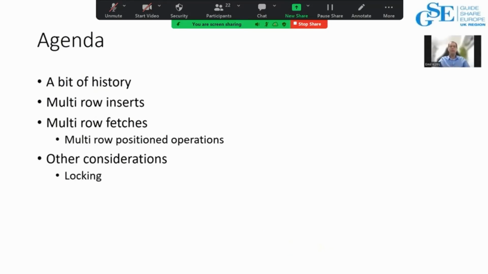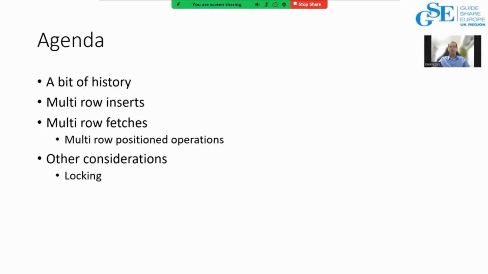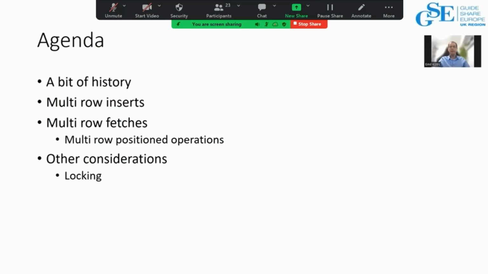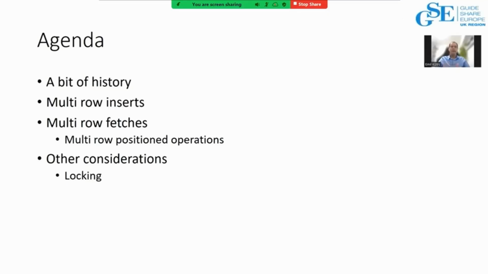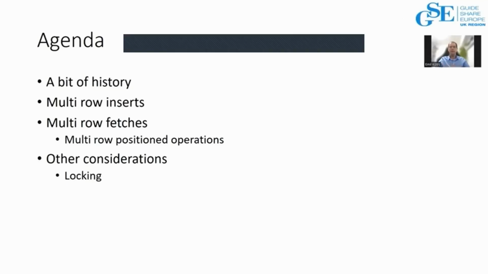And I will also cover multi-row fetches, and I will talk briefly about the multi-row positioned operations, especially about multi-row positioned updates and deletes. At the end, I also want to speak about other considerations that might be overlooked sometimes. I mean, there are some benefits of multi-row operations, but there are also some things you need to consider before you use them. So that's what I want to cover in my last section. An example is a locking consideration, but there are a few more.